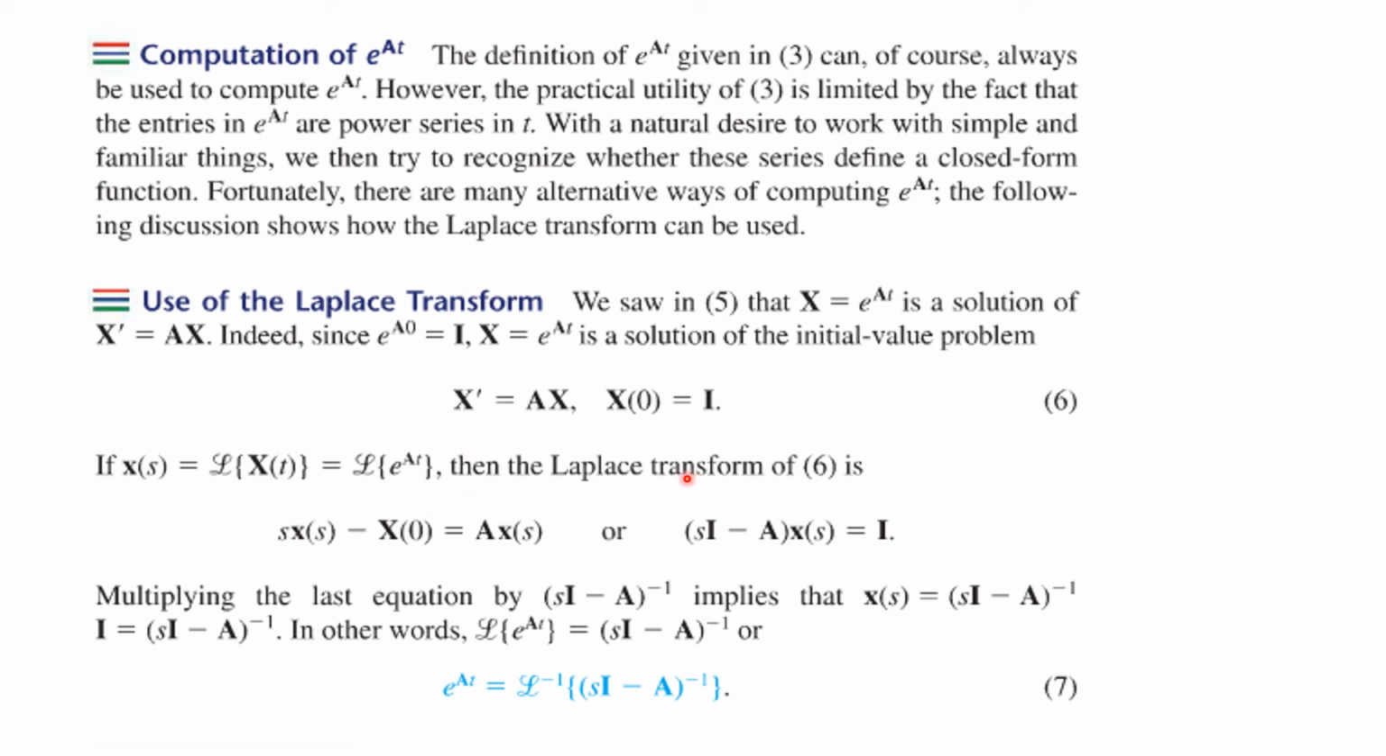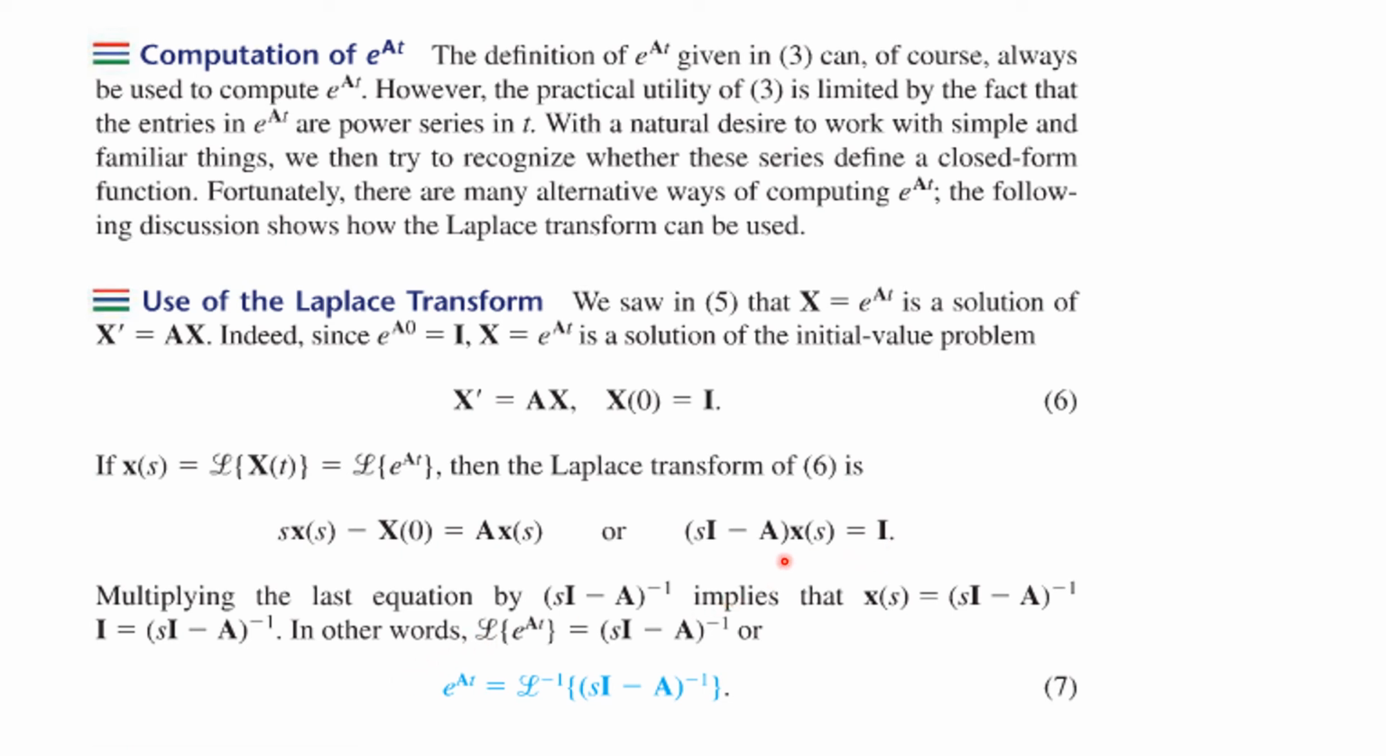So then the Laplace transform of this entire thing is going to be sX(s) minus X(0), that matrix, equals AX(s). Or, rewriting this, that this is equal to the identity, because we can move this over to the other side and solve that. So this is equal to the identity.